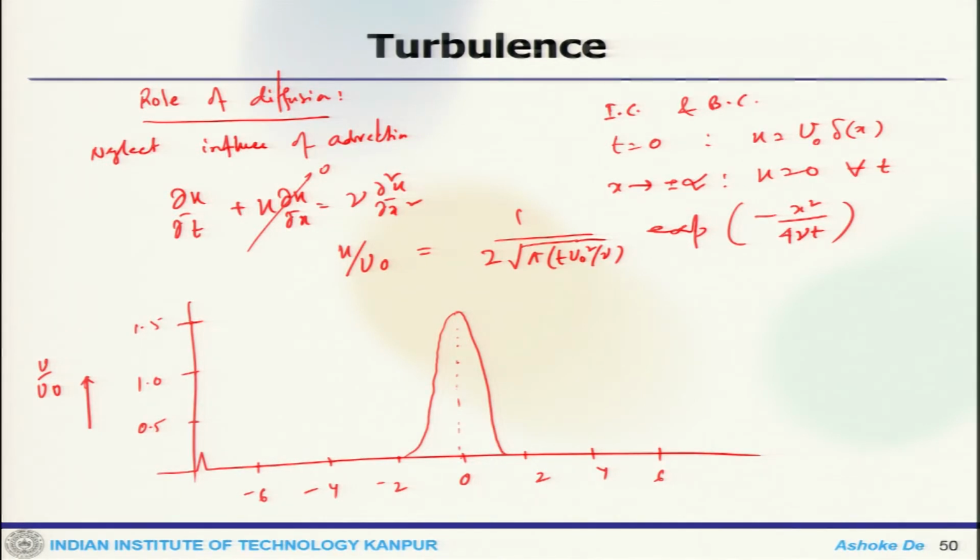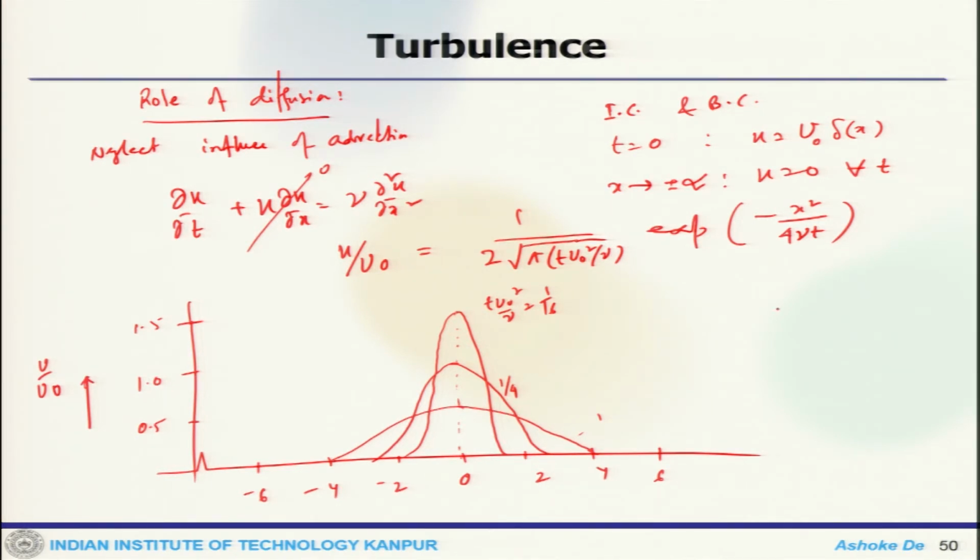then can come like this. So, this is my t u naught square by nu equals to 1 by 16, this is 1 by 4, and this could be 1. So, that is how you can see the impact of the diffusion.